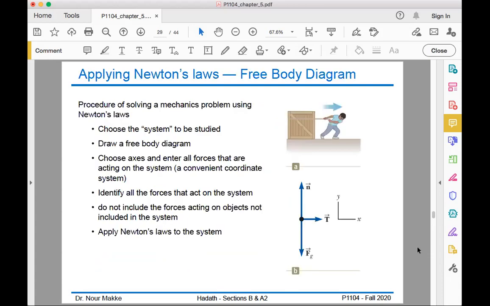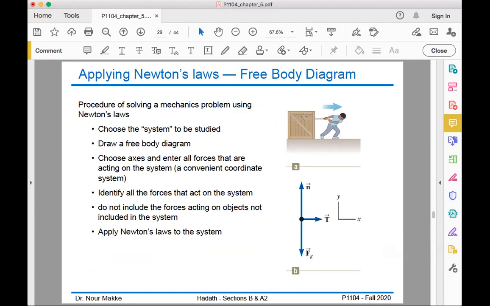So just here you can find a few examples of how to apply Newton's law in general. First of all, you have to choose the system to study. You have to draw a free body diagram. What we call a free body diagram is what you see here in part B. For example, let's take this example of a person pulling a crate or a box.